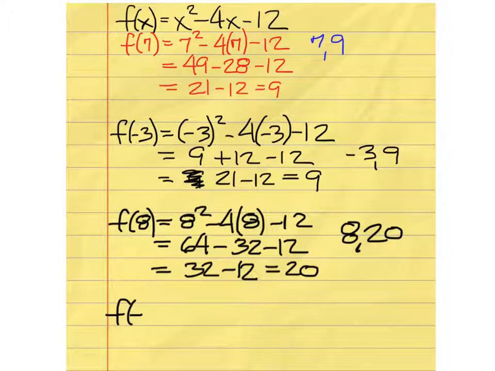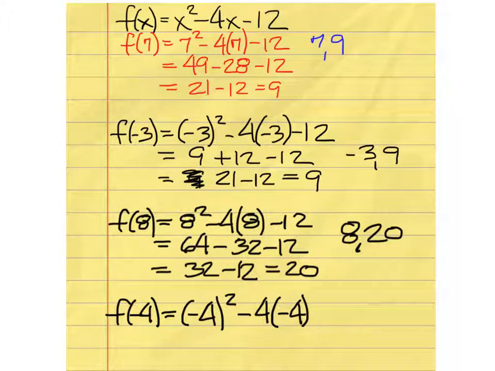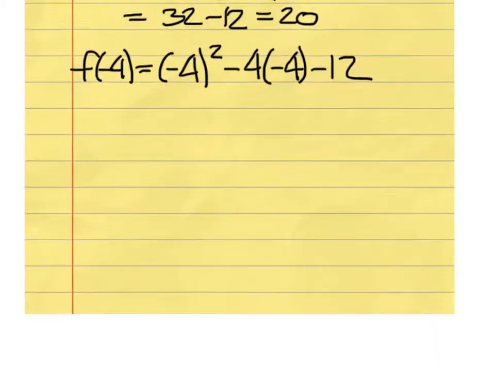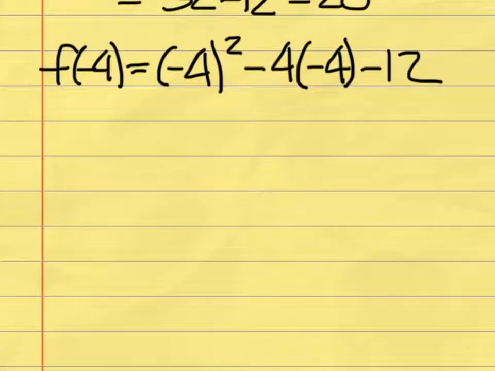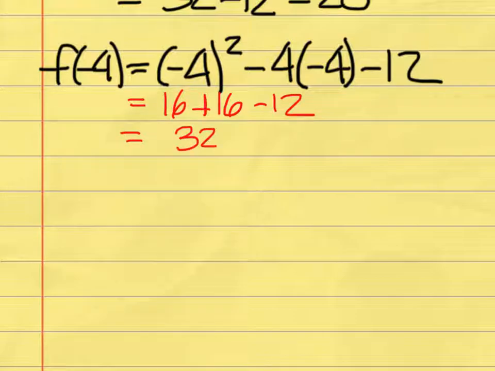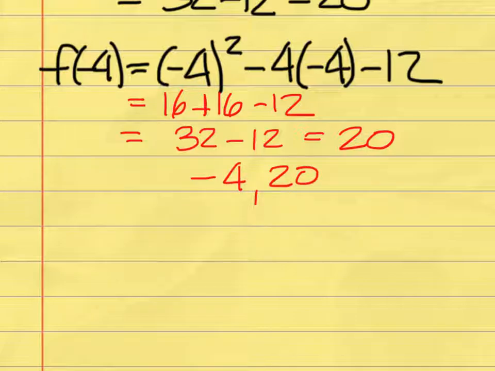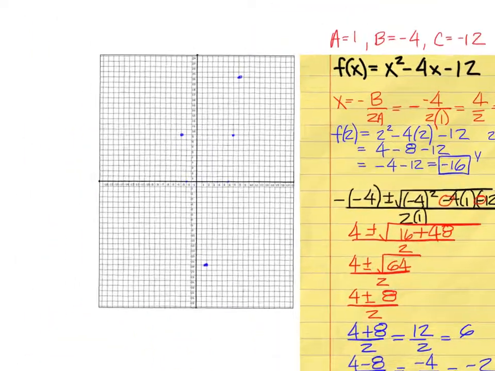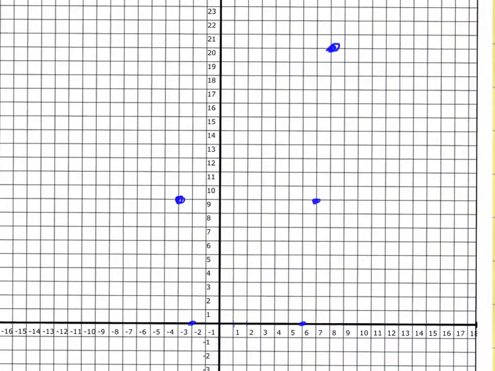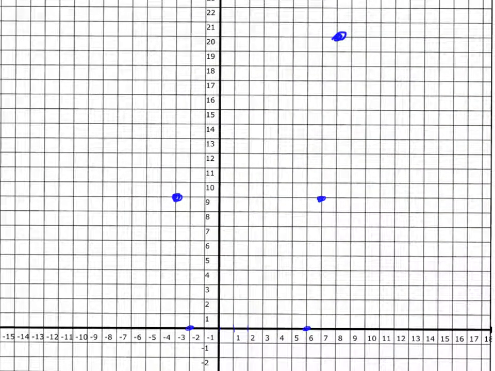So f of negative 4 equals negative 4 squared, minus 4 times negative 4, and then minus 12. Alright, that is 16 plus 16 minus 12. 32 minus 12 is indeed 20. So I put in a negative 4 and came back with 20, the same value I had when I plugged in the 8. So let's go mark off the 20 from putting in negative 4. And here it is here.